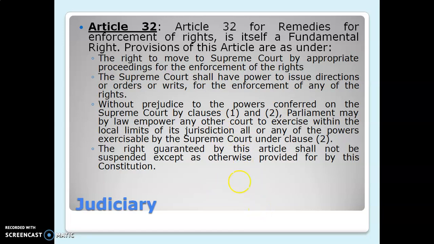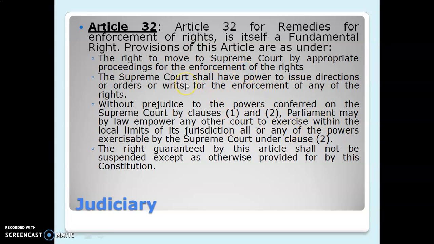Article 32 of our Constitution provides for remedy for enforcement of rights. It is in itself a fundamental right, which we discussed in Unit 1 also, the fundamental right which provides us the constitutional remedy. It has been given in Article 32. The provisions of this article are, number 1, the right to move to the Supreme Court by appropriate proceedings for enforcement of the rights. In other cases, we are not allowed to go directly to the Supreme Court, but if our fundamental rights are violated, a person can directly appeal to the Supreme Court.